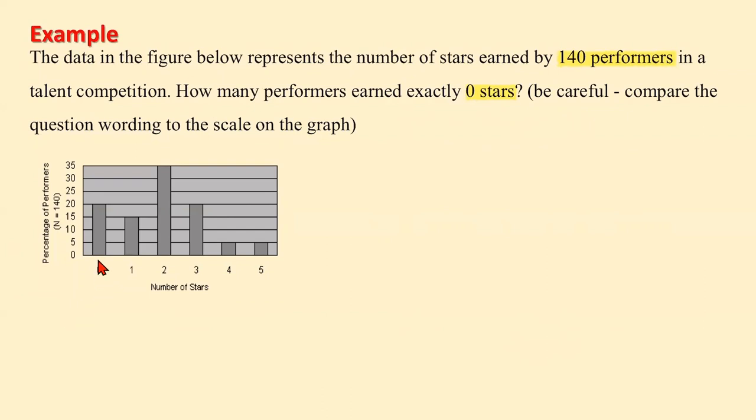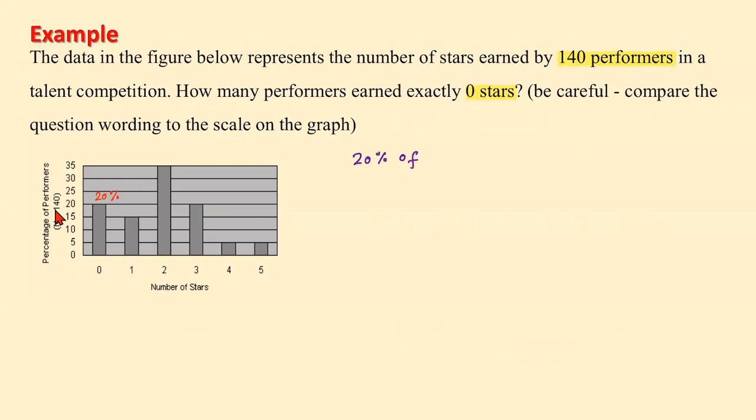and if we look at 0 stars, you can see 20, right? This is 20. But remember, this is not 20 performers. It is 20%. Because we have the percentage of performers along the axis. So this is 20%. But the question is how many performers? So that is 20% of 140. So we can write like this.